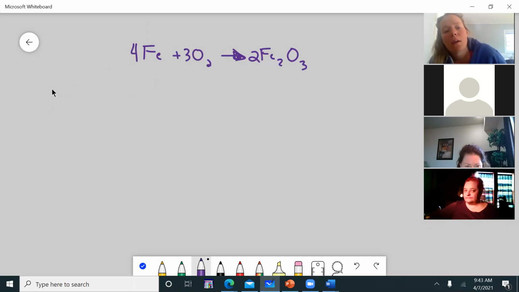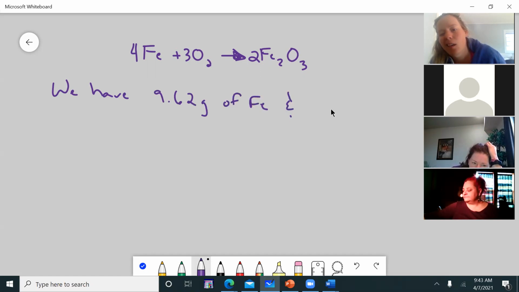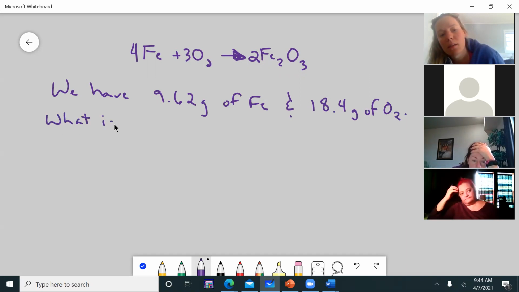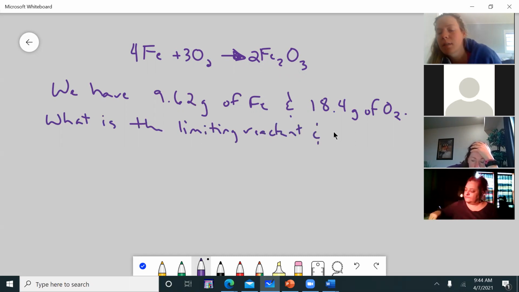So let's say we have 9.62 grams of iron and 18.4 grams of O2. What is the limiting reactant? And what is the theoretical yield?